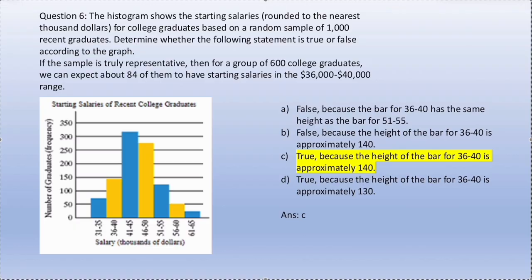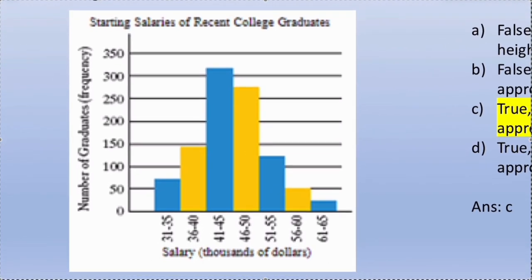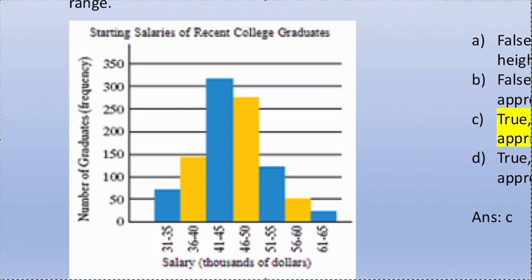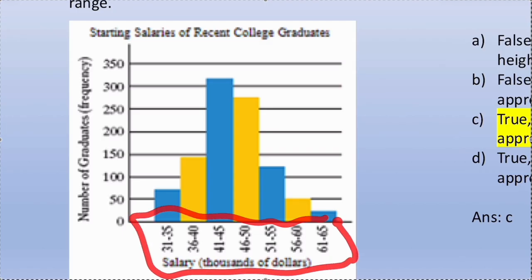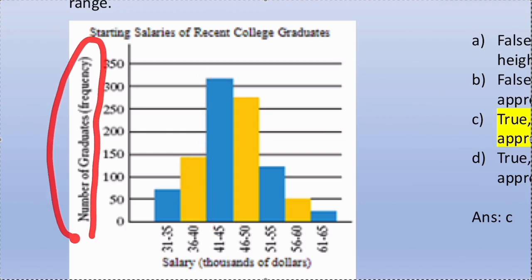Now, when I see a histogram, before I actually jump in and read the question, I like to really dive into that histogram. So let me zoom in here for you. So first, it says at the top, starting salaries of recent graduates. Down at our x-axis, we can see the salary is grouped data between thousands of dollars. So 31 to 35,000, 36 to 40,000, 41 to 45, and so on. And then you got to look at your y-axis. That is the number of graduates or the frequency.